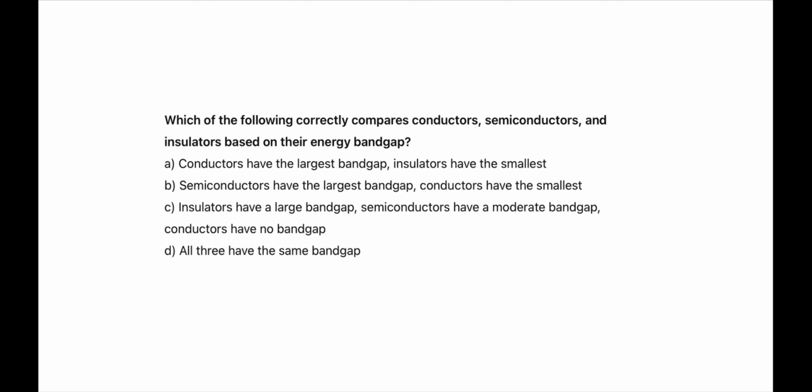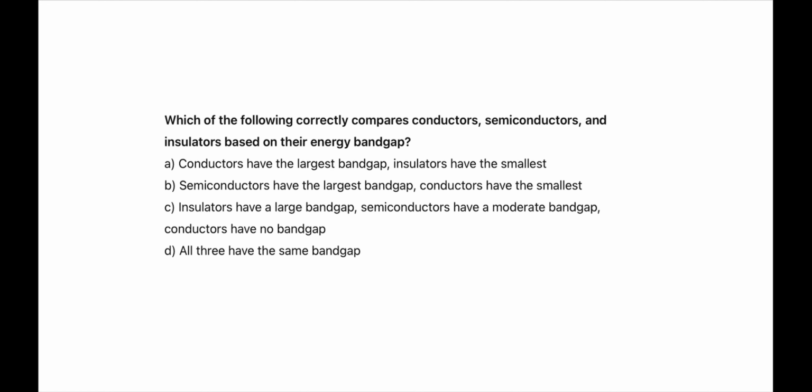Option A, conductors have the largest gap, insulators have the smallest. Option B, semiconductors have the largest band gap, conductors have the smallest. Option C, insulators have a large band gap, semiconductors have a moderate band gap, conductors have no band gap. Option D, all the three have the same band gap.